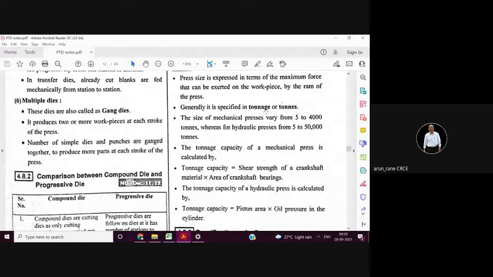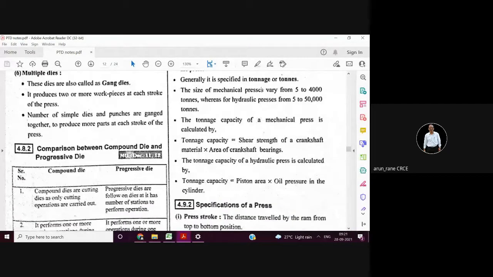Then how to determine the size of the press. There are many ways, like it can be determined by the piston area, by the bed size, by the shut height. The most important is tonnage capacity. That is, the moment you receive the component, you first work out the tonnage and you check whether you have that press or not. 5 ton will do, I don't have a 5 ton machine, like that.